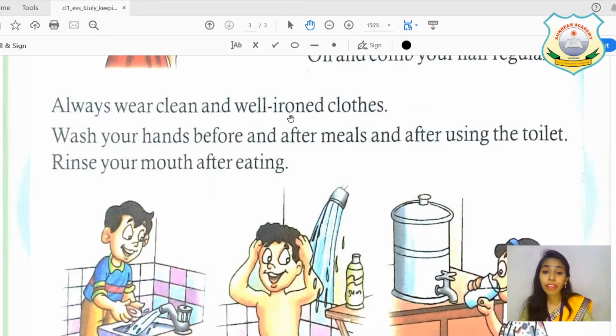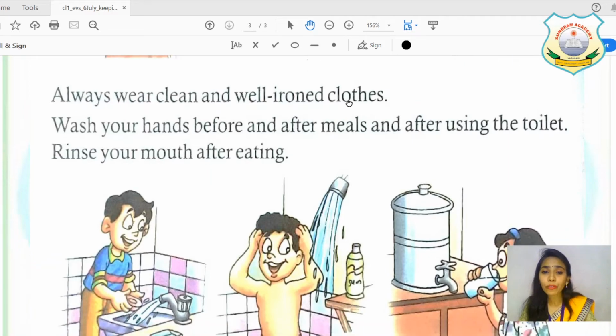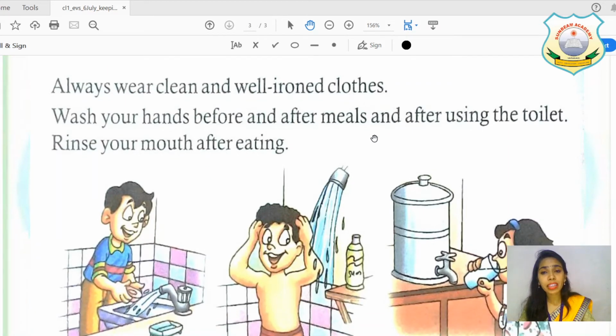Always wear clean and well ironed clothes. Yes, children, you should have a habit of wearing clean clothes. And at the same time, if they are well ironed clothes, definitely it looks very nice and smart, right? So whenever you are going outside, like when you come to school, you iron your clothes. You must have seen that the one whose cloth is well ironed looks smart, and if the cloth is not ironed properly, that person looks very shabby. So to avoid that and to look smart, to look good, we need to always wear clean clothes, and at the same time, if they are well ironed, then it makes us look smart.